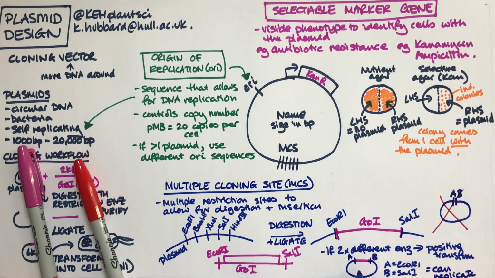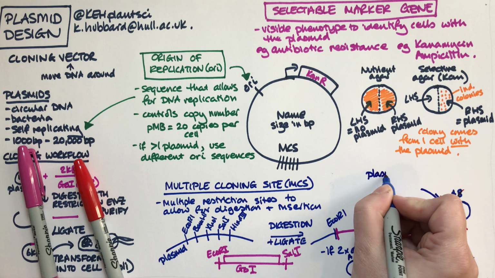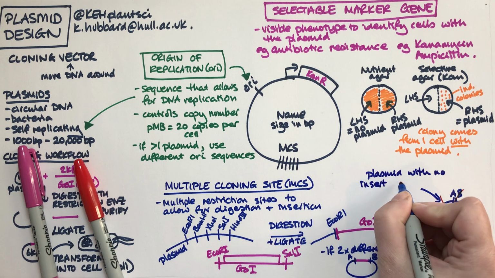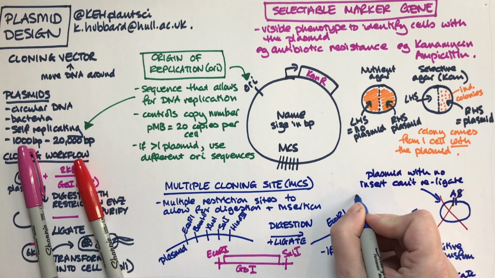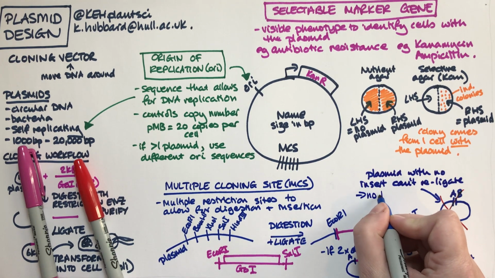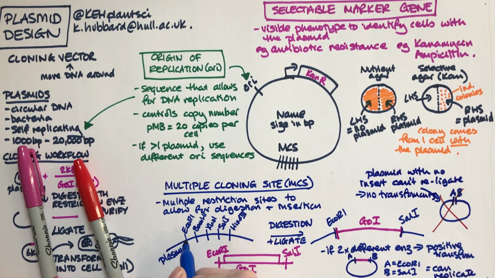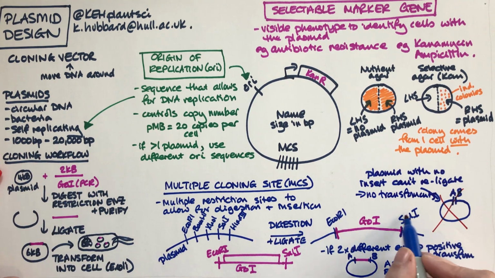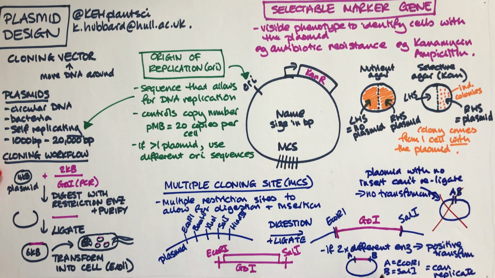But the plasmid itself, once you've digested it, if you use two different enzymes, then the plasmid with no insert can't religate, so you'll get no transformants. If you just digested it with one enzyme, then it would be able to stick itself back together. But if you do it with two different ones, so you've got EcoRI on one end, SalI at the other end, they can't stick together. So you can't get the plasmids sticking back together. The only complete plasmids will be the ones that have your gene of interest in it.